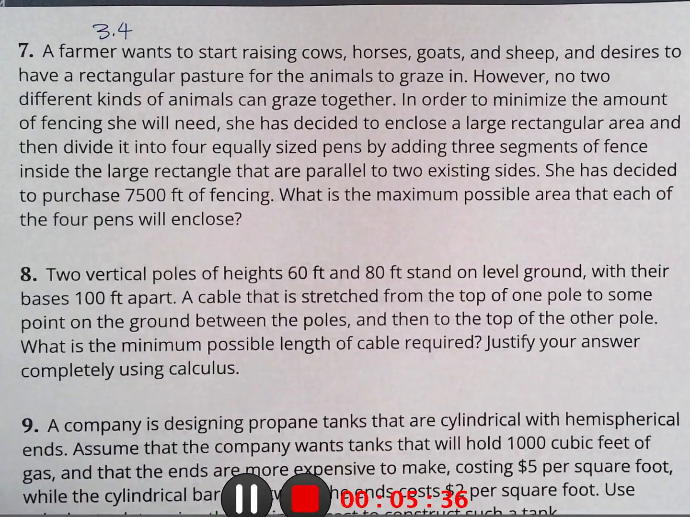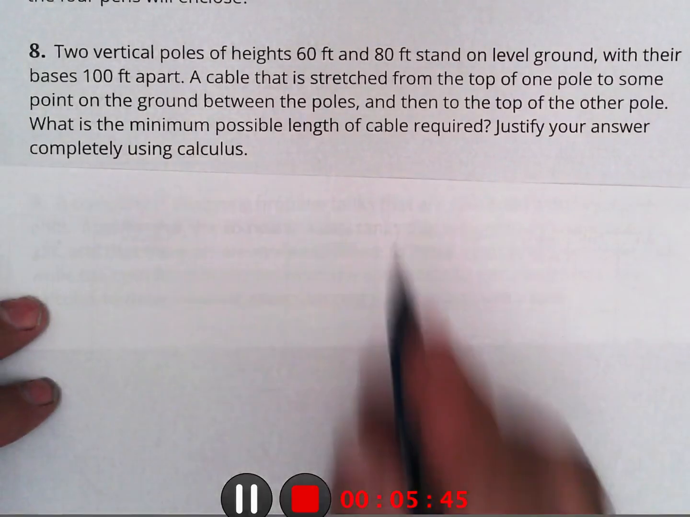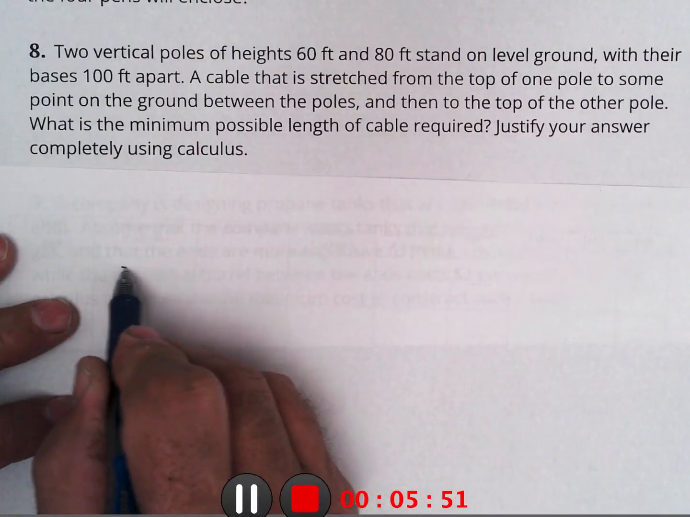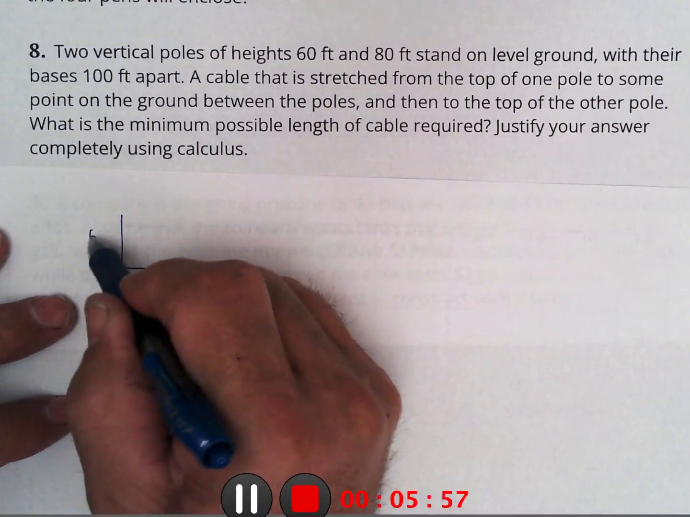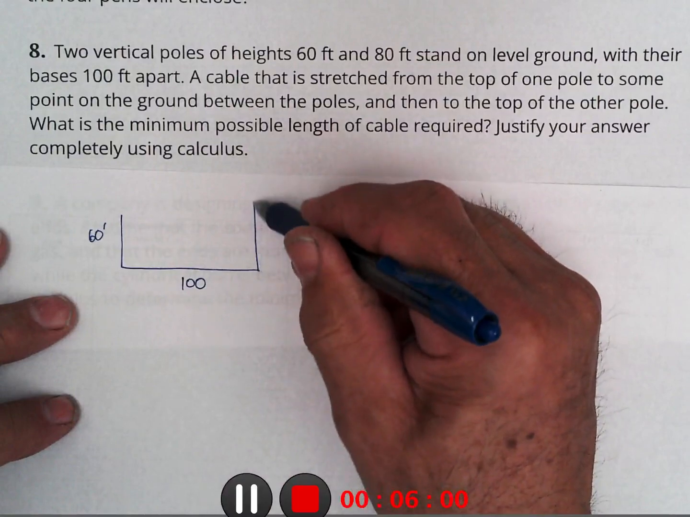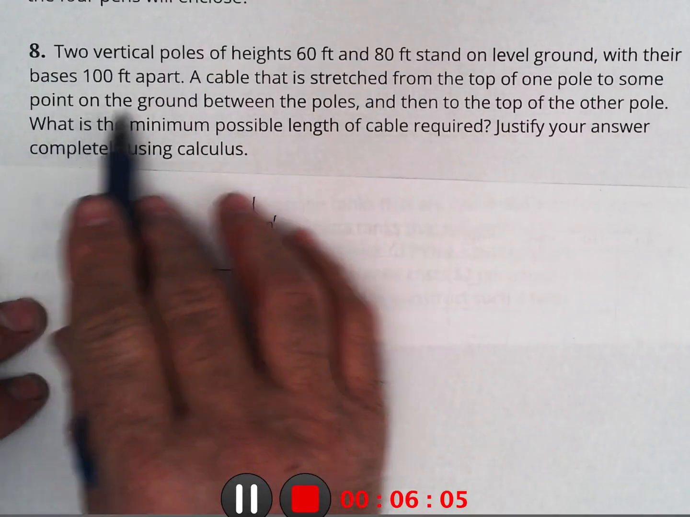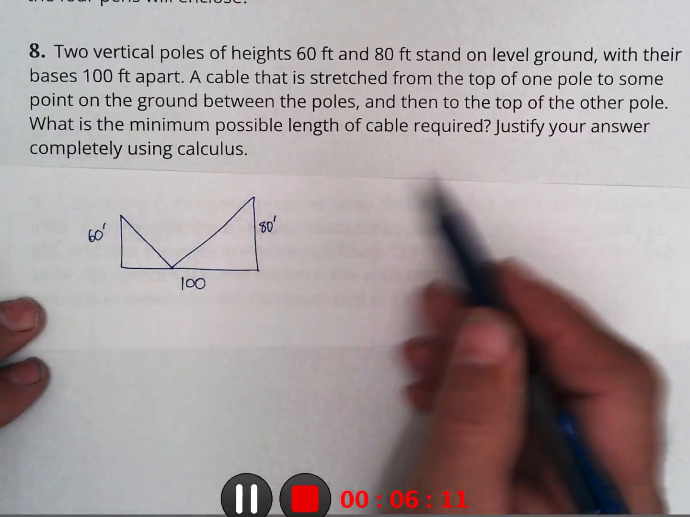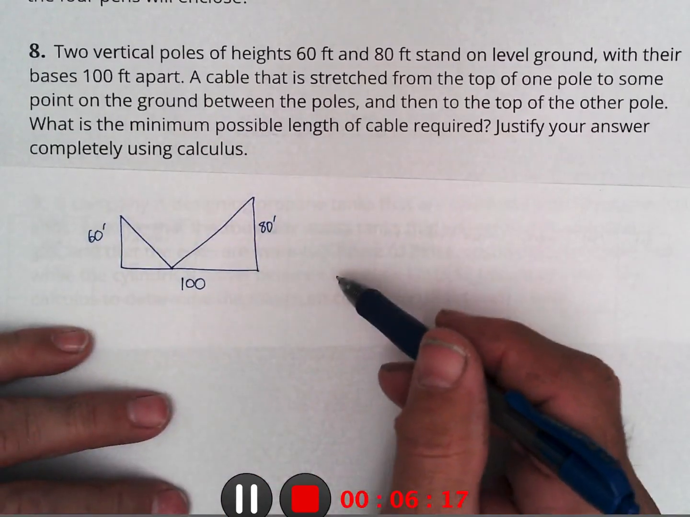Okay, number 8. So this one we have 2 vertical poles, 60 feet and 80 feet, that stand on level ground 100 feet apart. So if this is 100 feet, here's my 60-foot pole, and here's my 80-foot pole. If I'm going to attach a cable that is stretched from the top of one to the ground and to the top of the other, what is the minimum possible length of the cable? So I'm going to minimize this here.